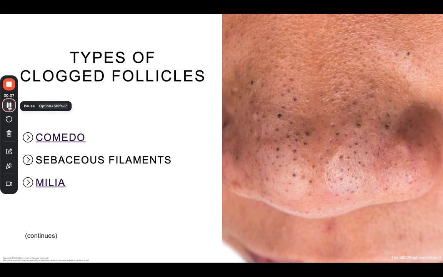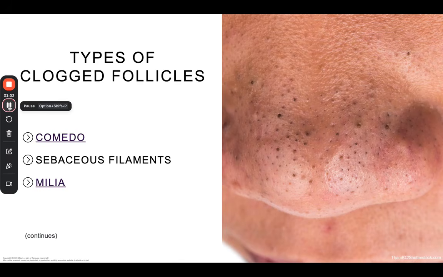Sebaceous filaments are similar to open comedones. They're mainly small, solidified oil in the follicle that does not have dead skin cells or dead cell matter. These filaments also block the follicle and can cause acne breakouts. A lot of times you're going to find filaments around or on the nose area.